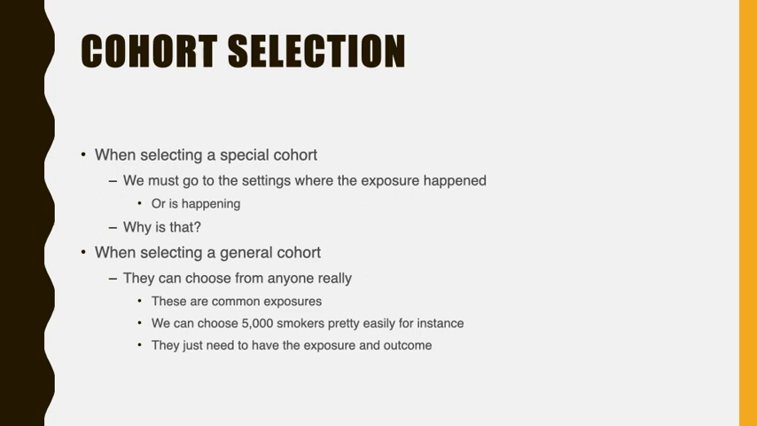So when we're selecting a cohort, we have to go and look at where the exposure happened or is happening. The reason we have to do that is that it helps us understand how rare the exposure is. When selecting a general cohort, we can really choose from anybody, right? I can find 5,000 people that smoke pretty easily, and we just need to look and see if they have the exposure and then follow them for the outcome, or if we're doing a retrospective study, we can see if the outcome and the exposure are there.